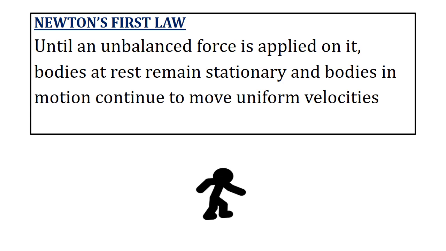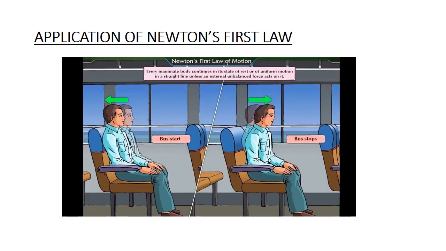Now the person is going to give a force, and only when he gives a force does the ball start to move. So until an unbalanced force is applied on a body, a body at rest remains at rest, and a body in motion continues to move with uniform velocity. Remain stationary means remains.